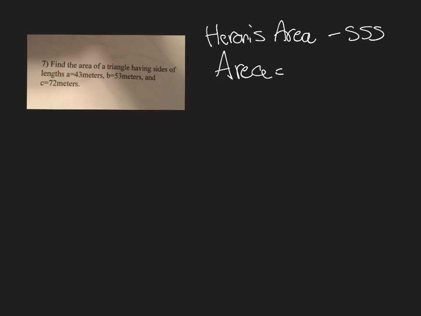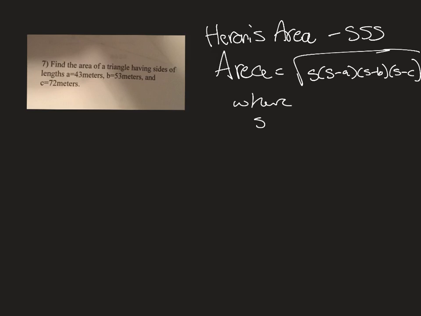Okay, so the last problem here is the Heron's area formula, and I'm going to write it down really quick. The area, this is called Heron's area formula. And it's good for the side case. Heron's area formula says that the area equals the square root of S times S minus A, S minus B, S minus C, where S equals all three sides added up and divided by 2.